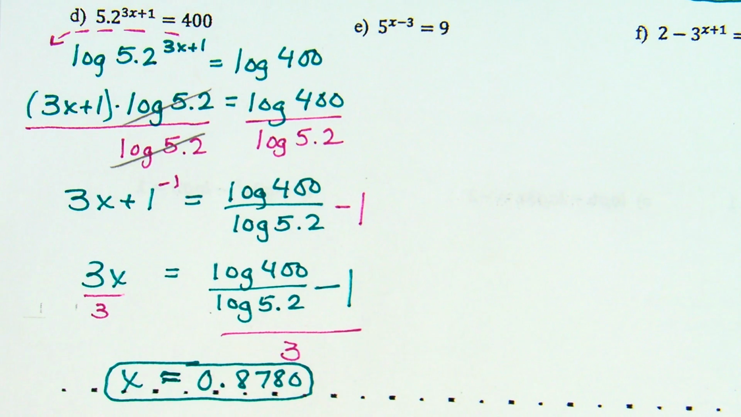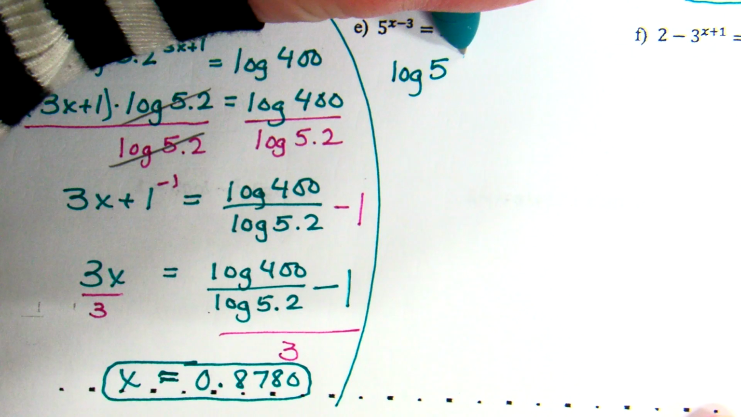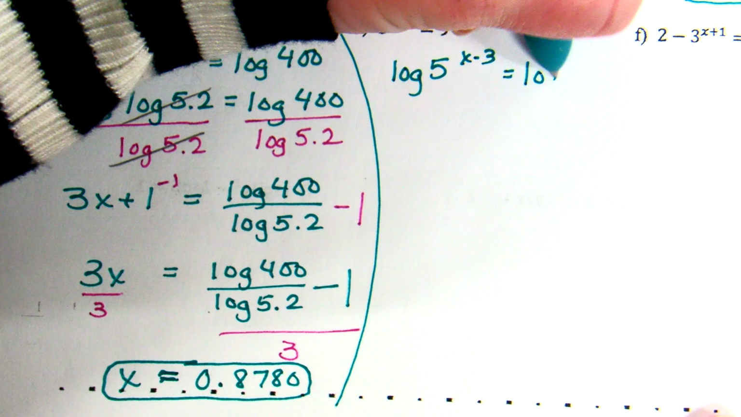So, on E, did you try and think gold paper first? No. Probably not, because it was in the section, right? But can 5 and 9 be rewritten with the same base? No, it cannot. And so, what did you have to do? Take the log of both sides. So, log of 5 raised to the x minus 3 equals log of 9. Okay?